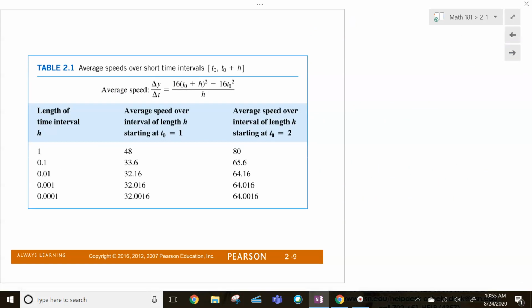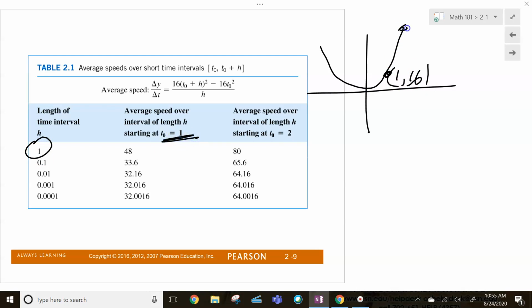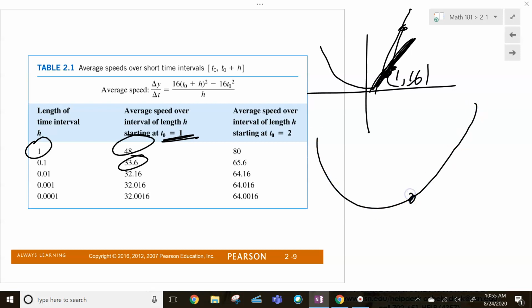So if we looked at it from this, the 1, 16, and our interval was 1 second, so we went to the 2. We knew that was 48 feet per second. But what if we only went out to 0.1 and we found that slope is 33.6? What if we went even closer? And again, I'm sorry, I'm struggling drawing today. As I bring it closer, I get closer. As I get the point even closer, now I only go 0.001 away, I get closer and closer and closer.